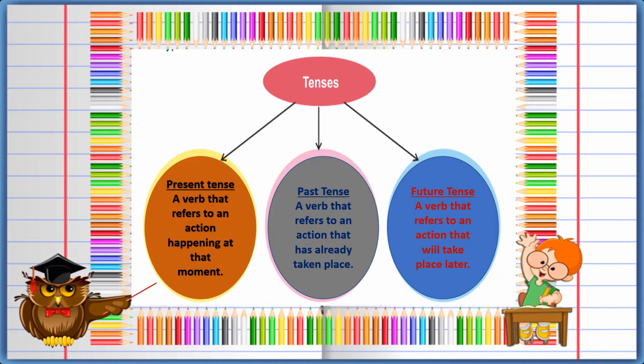Tenses are mainly of three types. Let us read about it. Present tense denotes a verb that refers to an action happening at that moment, whereas past tense denotes a verb that refers to an action that has already taken place, while future tense denotes a verb that refers to an action that will take place later.